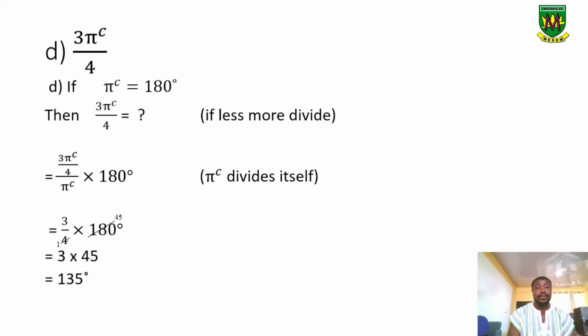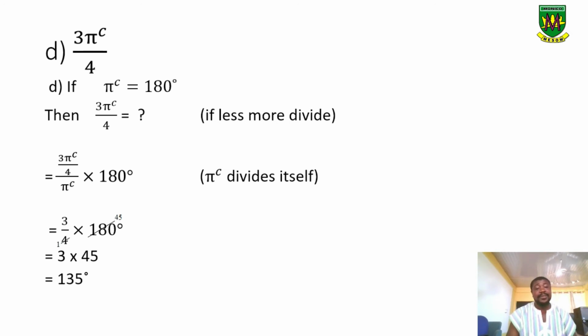The last one, we are changing 3/4 pi radians into degrees. So if pi radians is equal to 180 degrees, then 3/4 pi radians will be equal to what? So if less, more, we'll still divide. So 3/4 pi radians divided by pi radians multiplied by 180 degrees. And pi radians will take care of themselves.